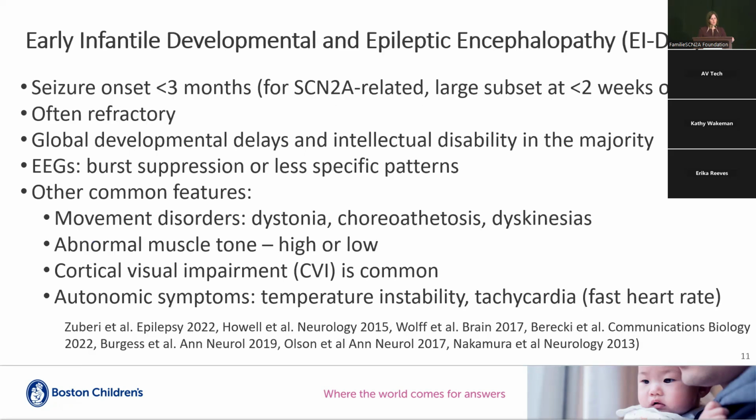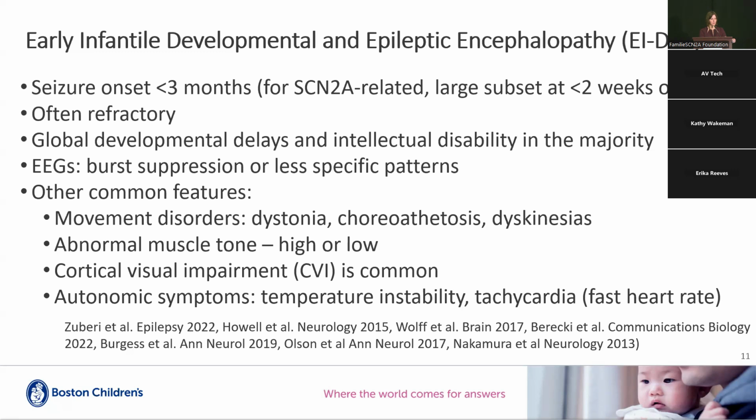The next syndrome we're going to talk about is, one of the newer terms for the ILE is early infantile developmental and epileptic encephalopathy. Some of the older terms that fall into this bucket are Ohtahara syndrome, myoclonic epilepsy of infancy, and there are others that don't have that severe EEG background called burst suppression. The onset by definition is less than 3 months for SCN2A. Many of these are in the first 2 weeks of life, as you heard yesterday, even the first 2 days of life.